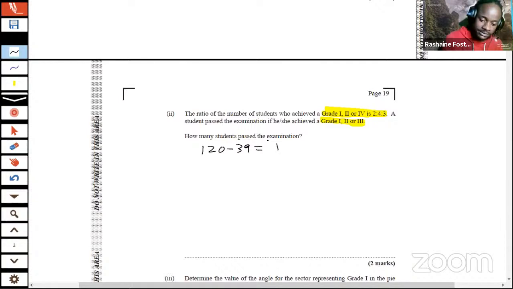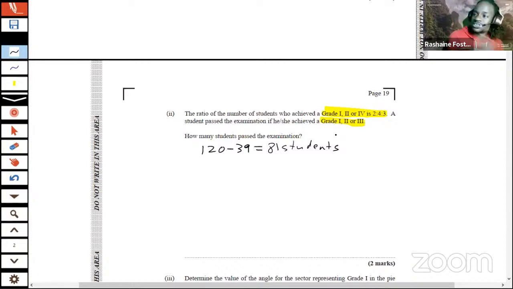All right, 81. And I'm seeing that in the chat right here. For the persons who are joining me on YouTube, make sure that you know you can answer your questions in the chat as well. So 81 students is the amount of students who got either a grade 1, 2, or 4.